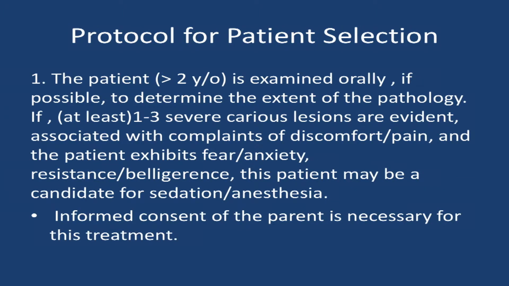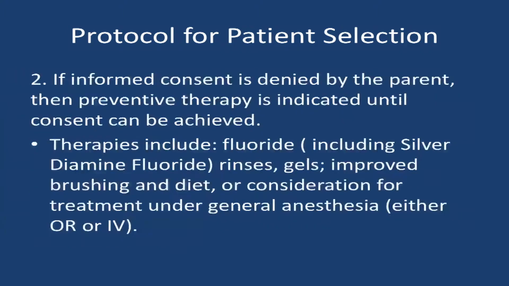Protocol for patient selection. The patient, who is older than 2 years old, is examined orally, if possible, to determine the extent of the pathology. If at least 1 to 3 severe carious lesions are evident and associated with complaints of discomfort or pain, and the patient exhibits fear and anxiety, resistance or belligerence, this patient may be a candidate for sedation or anesthesia. Informed consent of the parent is necessary for this treatment.